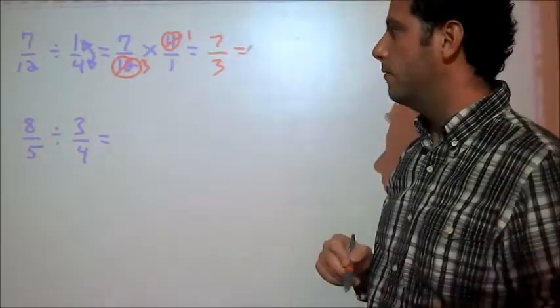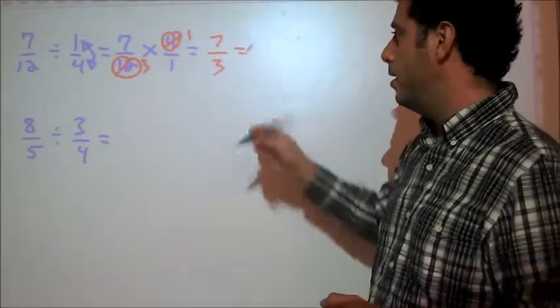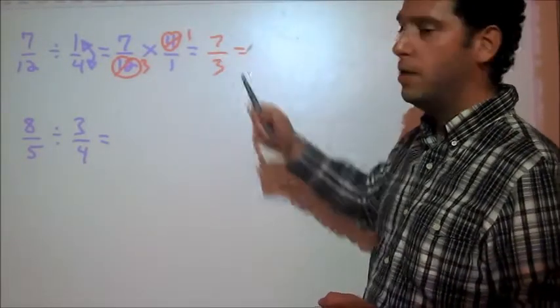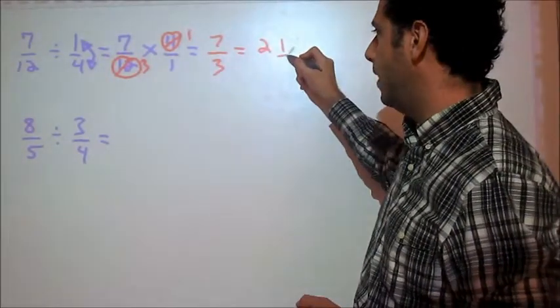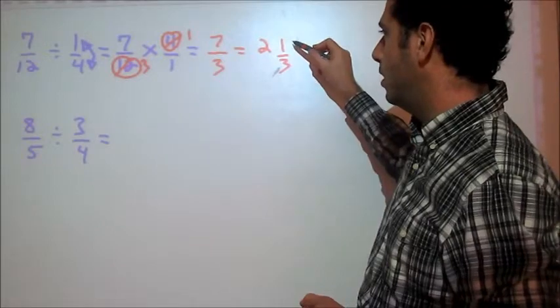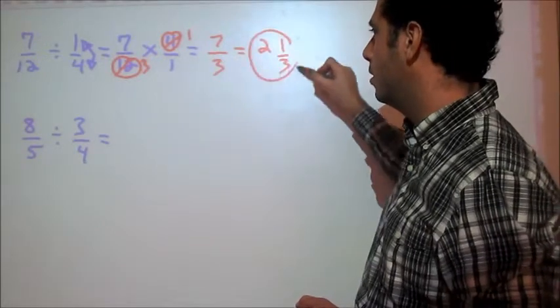And of course, we can convert this into a mixed number. 3 goes into 7 2 whole times, and there's 1 left over to make 7, and that 1 is a third.